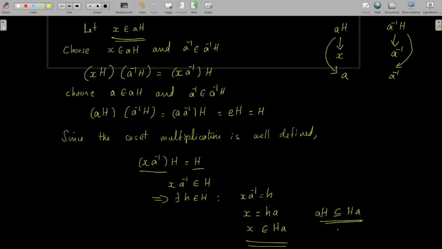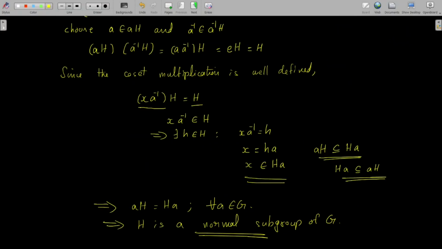With a similar argument, you can show that HA is a subset of AH also. So this means that AH and HA are exactly equal cosets, or in other words, the left coset AH is equal to the right coset HA. Therefore, H is a normal subgroup of G. Thus we showed that if the left coset multiplication is well defined, then H is a normal subgroup of G.